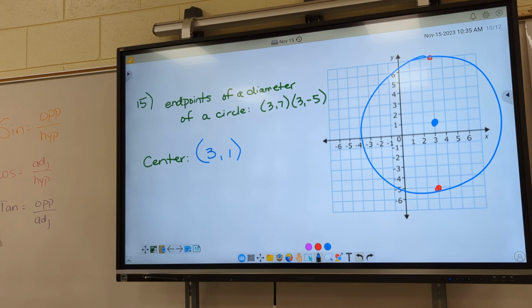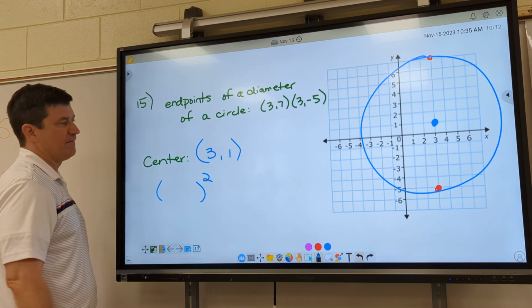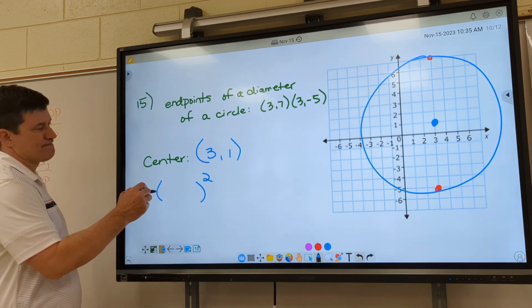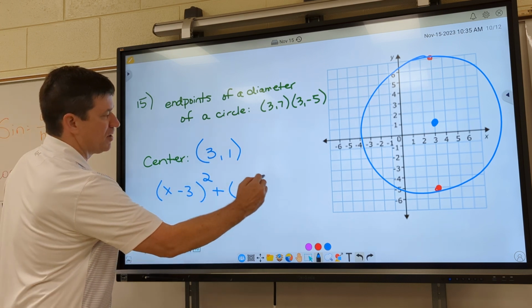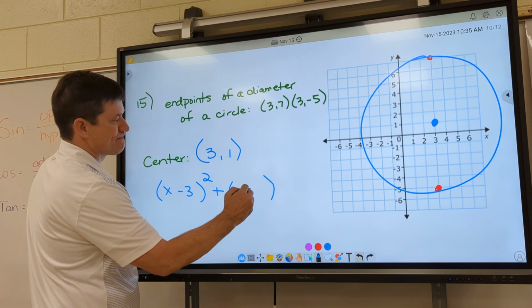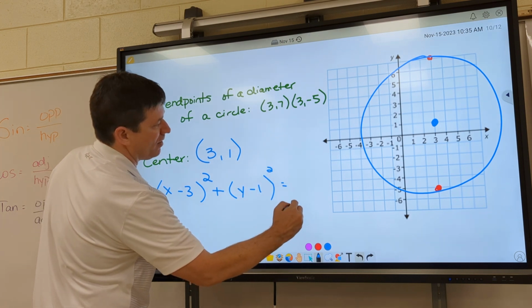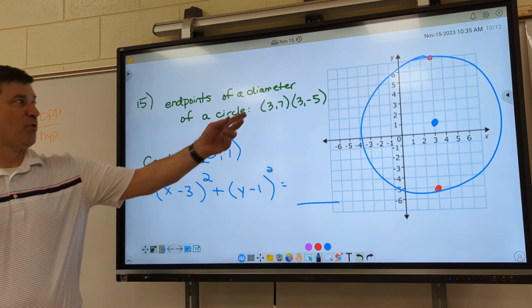All right, and once you know where the center is, you can write your answer. So Lainey, what goes in the first parenthesis? -3. Good. X minus 3 squared. Lainey, what goes in the second parenthesis? Y minus 1 squared.